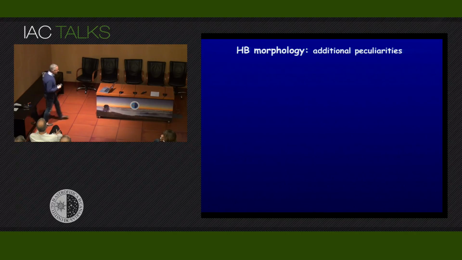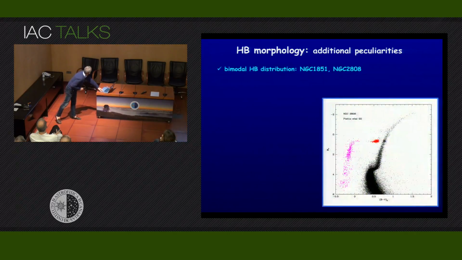The first one is this one. There are globular clusters that show a very peculiar horizontal branch distribution with bimodality. Here you see the case of NGC 2808, a famous globular cluster. You have a red stubby horizontal branch and a very extended blue tail.